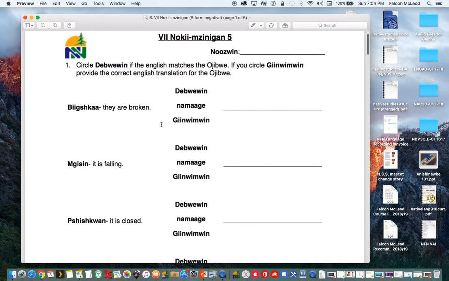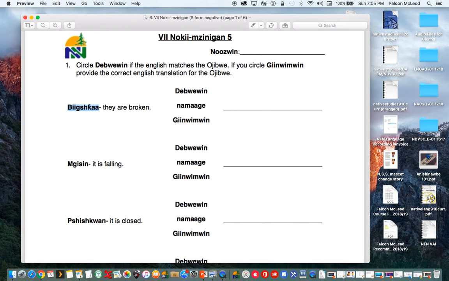All right, so we're starting off the worksheet with a true or false right off the bat. So circle Debwewin, true, if the English matches the Ojibwe. If you circle Ginwemwin, provide the correct English translation for the Ojibwe. So this first one is Bikshka, they are broken.